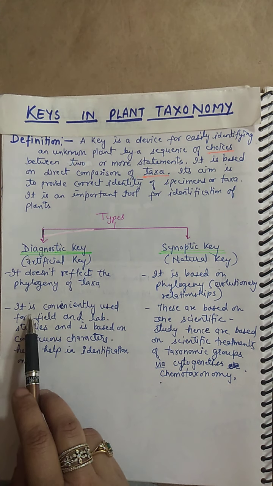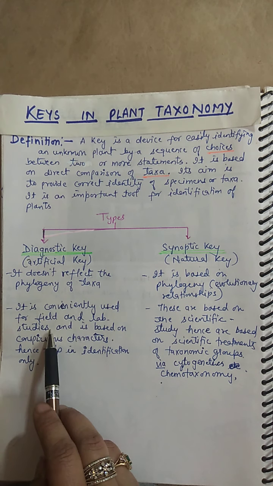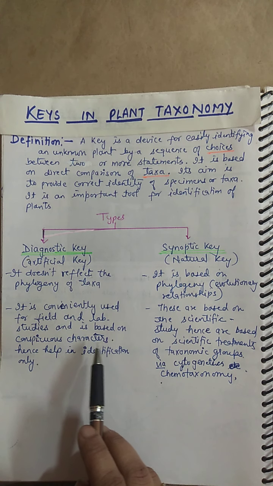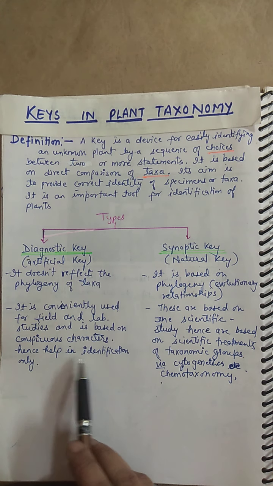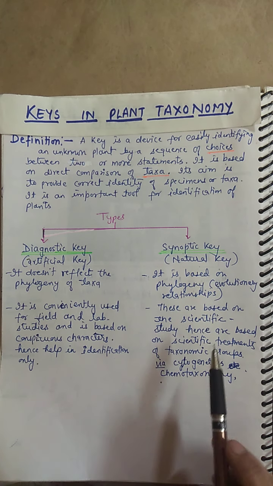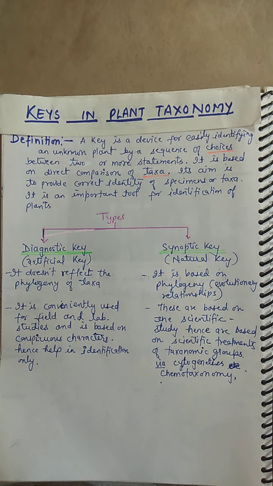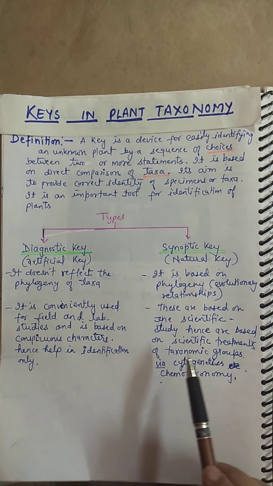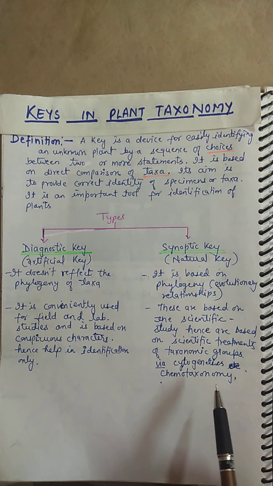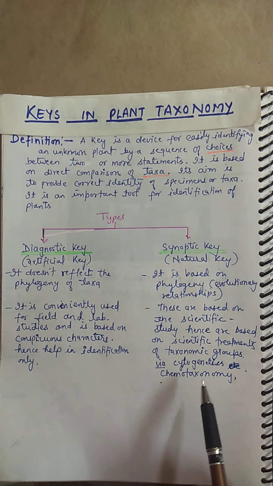The diagnostic key is conveniently used for field and lab studies and is based on conspicuous or superficial artificial characters, hence it helps in identification only. Whereas the synoptic key is based on scientific study and hence its base is on cytogenetics, chemotaxonomy, taxonomic treatment under microscopes, etc.